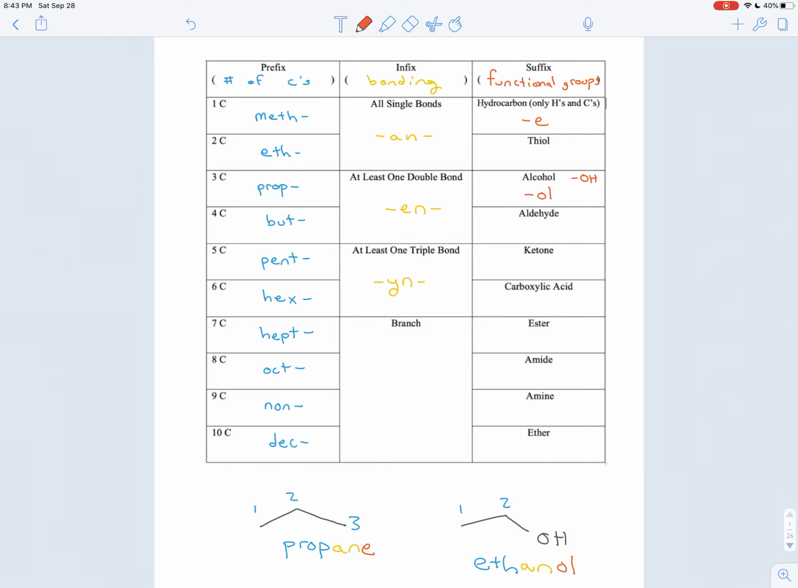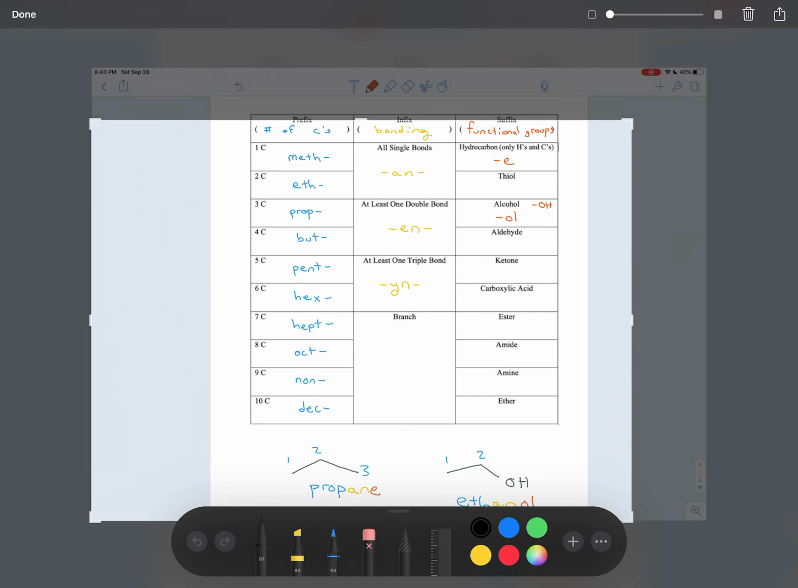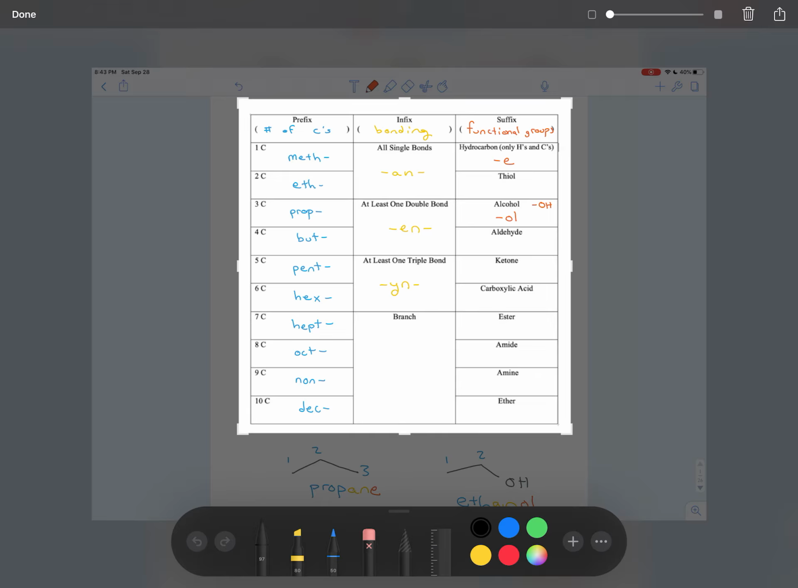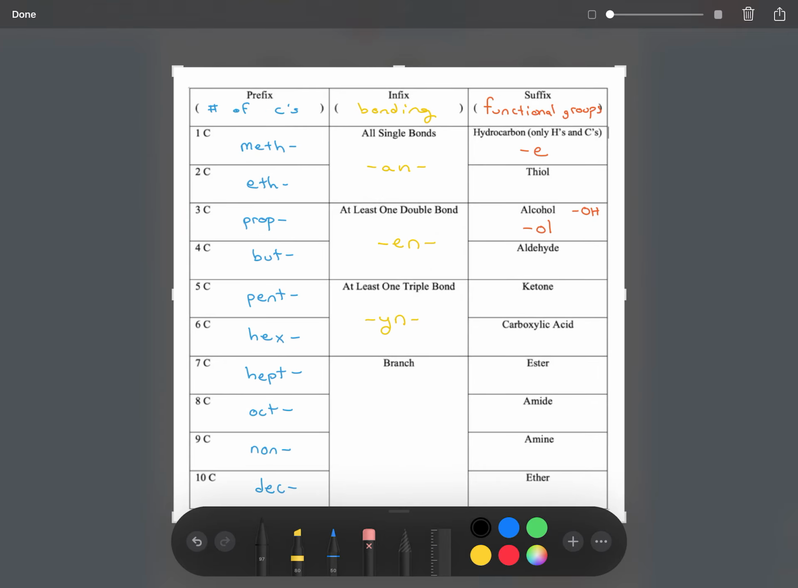So let's take a picture of this table. You would want to commit this table to your memory, and we're going to use this to name some molecules in a second.